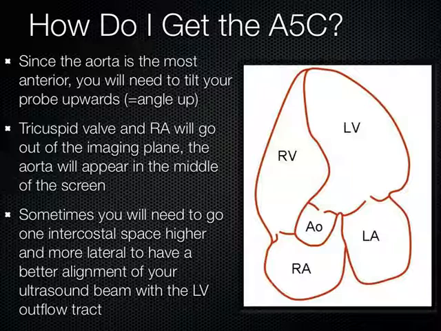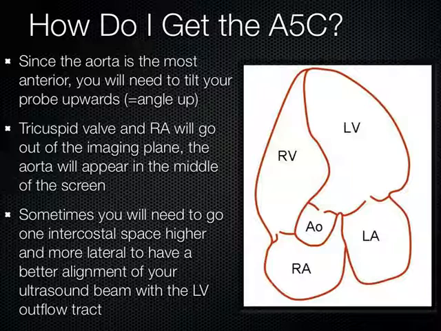Recall that that aortic valve is a little bit more anterior, so what we need to do, once we're in the apical 4, is simply fan the probe a little bit more anteriorly and tilt it up a little bit, and we should see that aortic valve jump into the middle of the screen. The tricuspid valve and the right atrium go out of the imaging plane while the aorta maintains itself right there in the center of the screen.